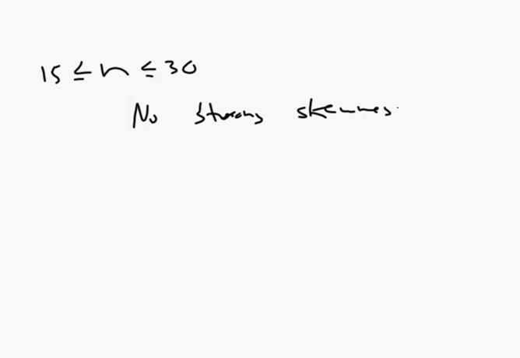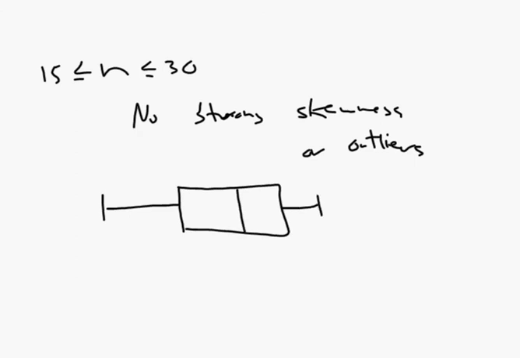Okay, moving along. What if n is between 15 and, let's say, about 30? Okay, somewhere in there. Then here again, same conditions. No strong skewness or outliers. You can have some moderate skewness, like, you know, if you draw your box and whisker plot, and maybe it's got a long tail on one side and a short tail on the other. That would be okay. Your normal probability plot doesn't have to be perfect here.